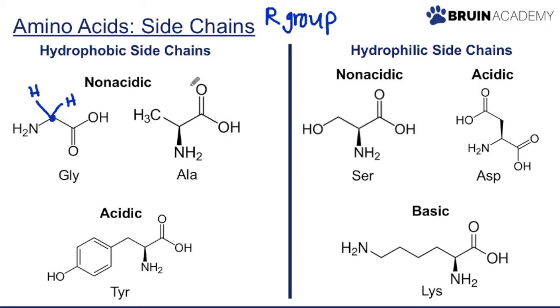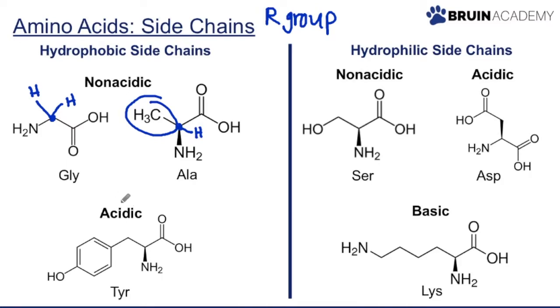Here we have alanine, and here's our alpha carbon. We have that hydrogen coming off of it, and here is our methyl group, which is our side chain or R group here. And methyls, of course, are hydrophobic as well, so they don't interact well with water at all. And this can't release its hydrogen to be protonating anything else, so it's not acidic.